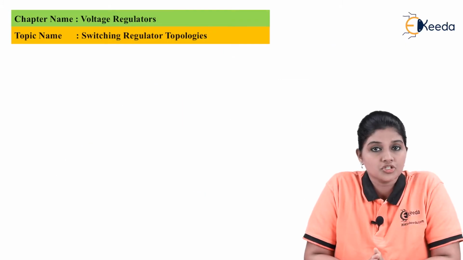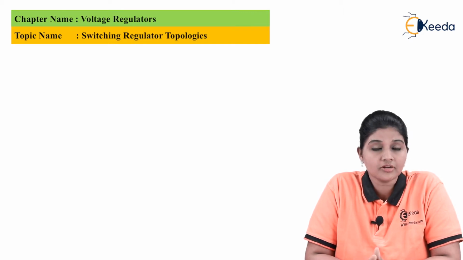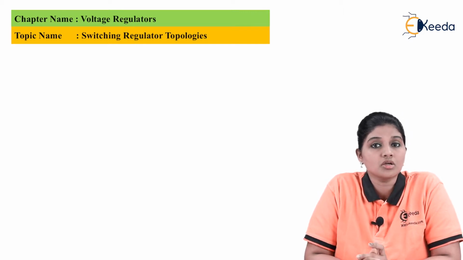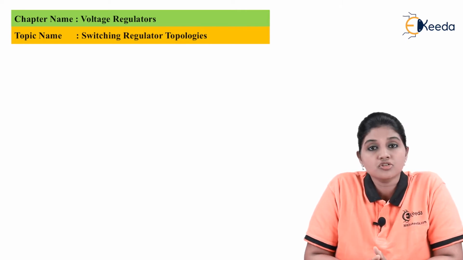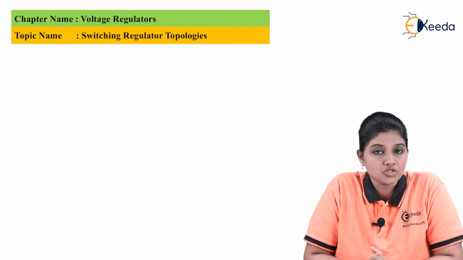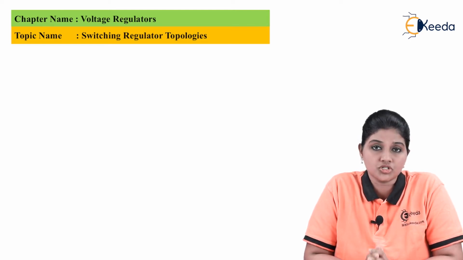The three basic switching regulators available are step down or buck switching regulator, step up or boost switching regulator, and the third one is switching buck boost regulator. Now let's see these types of regulators, which are also called switching regulator topologies, one by one. So the first one is step down or buck switching regulator.